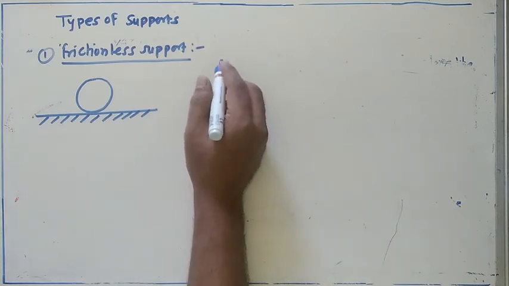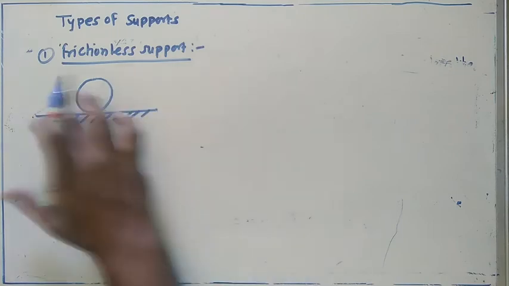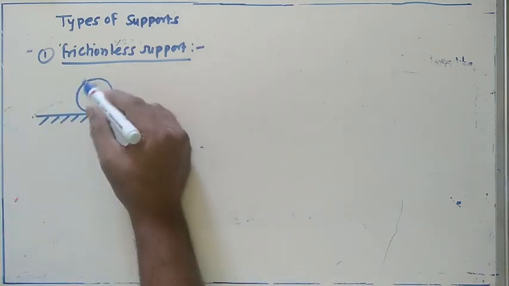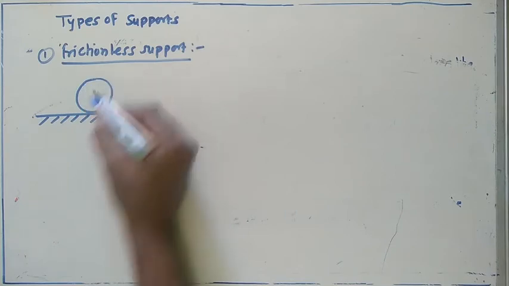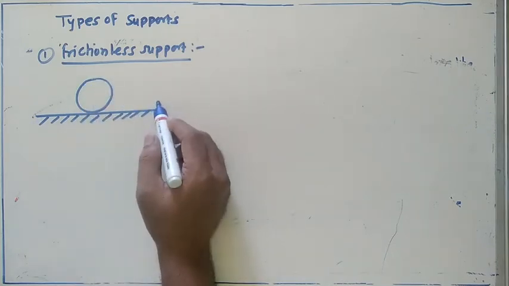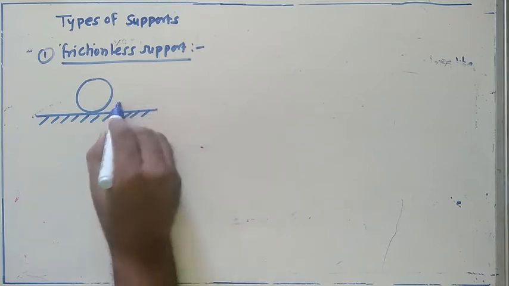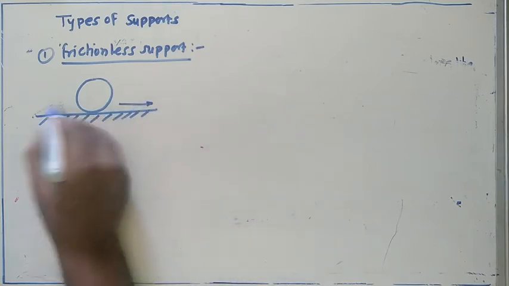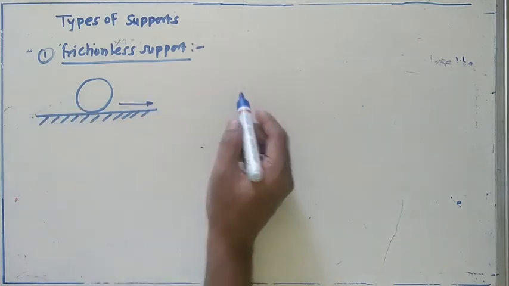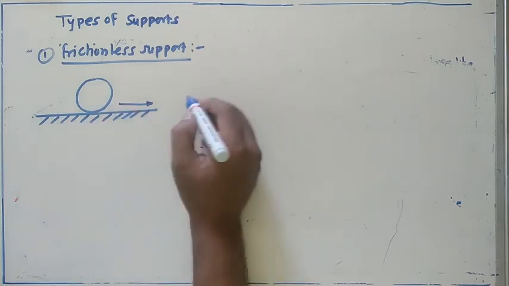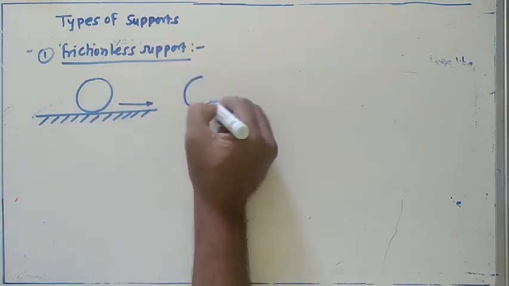So just see here the frictionless support. Whenever I consider a roller or a sphere rolling on a flat surface without friction, no resistance comes when it starts moving in this direction or this direction. So frictionless motion of that particular roller takes place on this flat surface. Then how do we draw the free body diagram for the same?